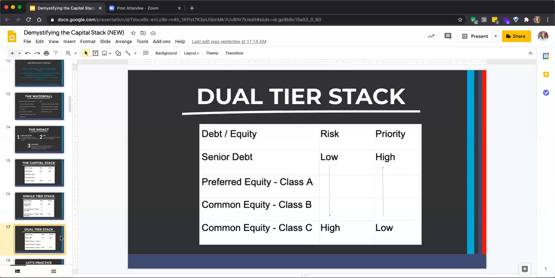Now, here's the thing. There's generally, in this dual tier stack, Class A has to make a larger investment, so the investment minimum might be, say, $100,000, and there's only so many shares to Class A.